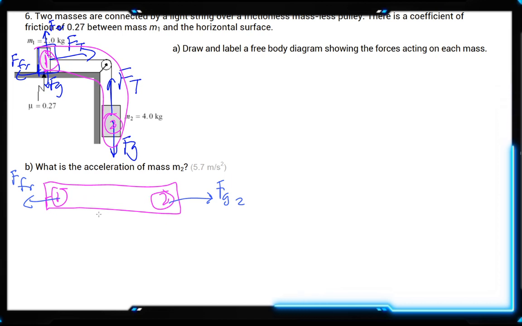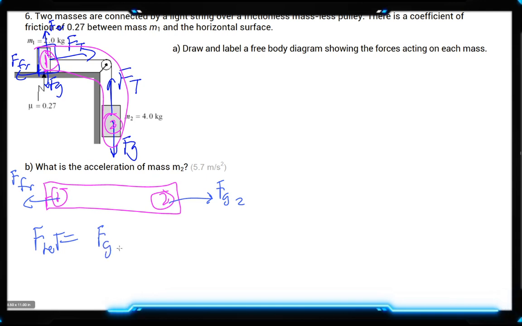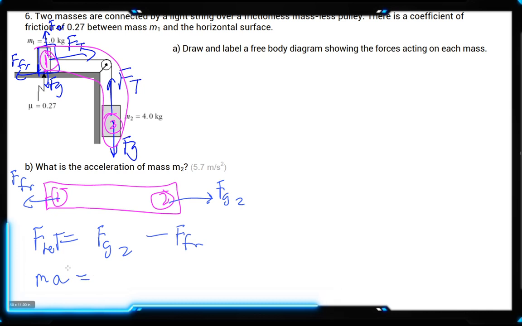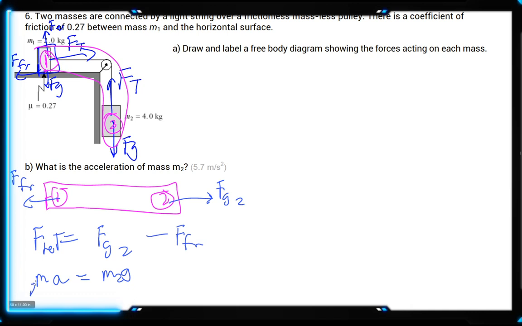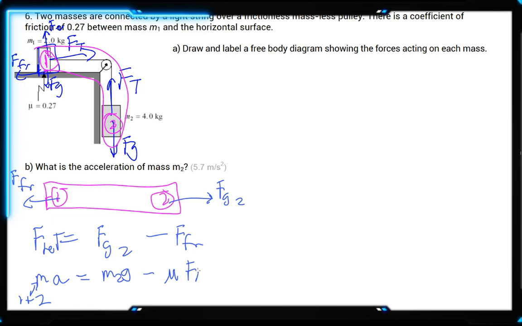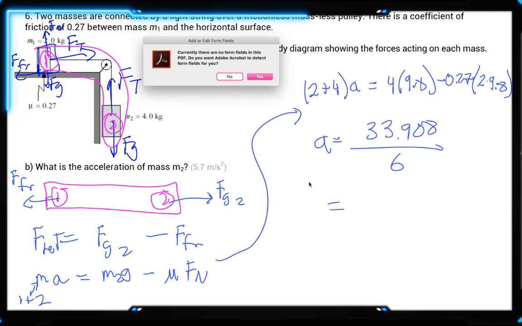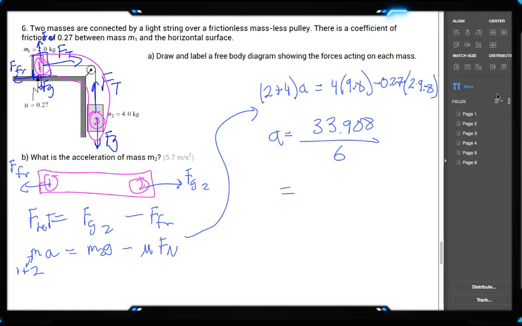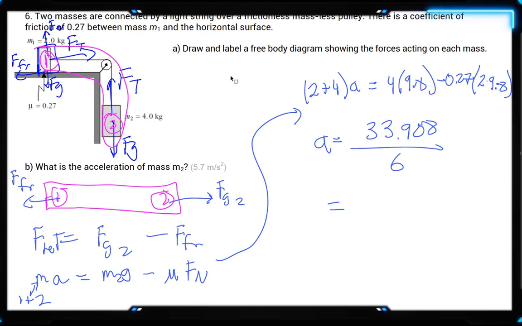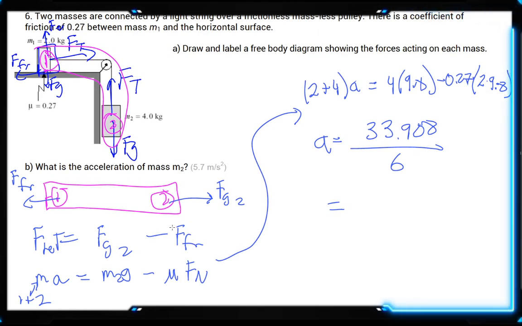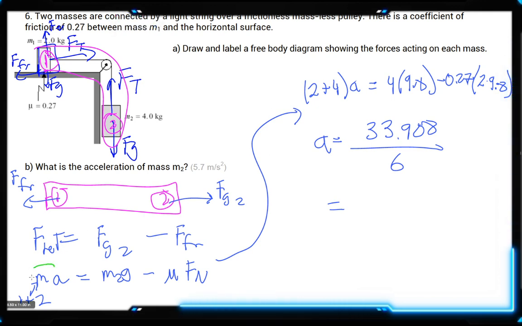So then there's our FBD, our Fnet equation then. Fnet equals Fg2 minus friction force, Ma of the system. This is mg of just mass 2. This is 1 and 2. And minus mu Fn. Okay, so we plug in the numbers. Really important point is to recognize that this mass is the mass of the system.